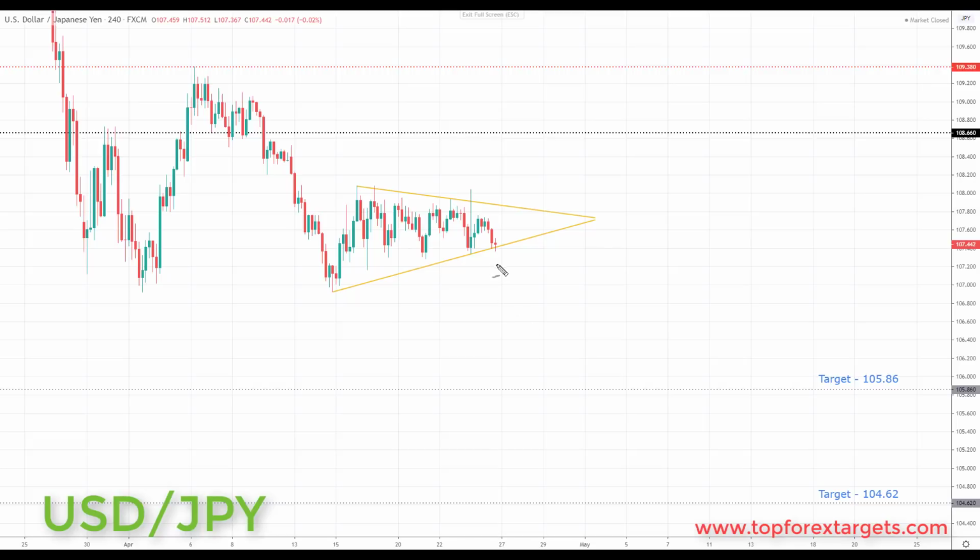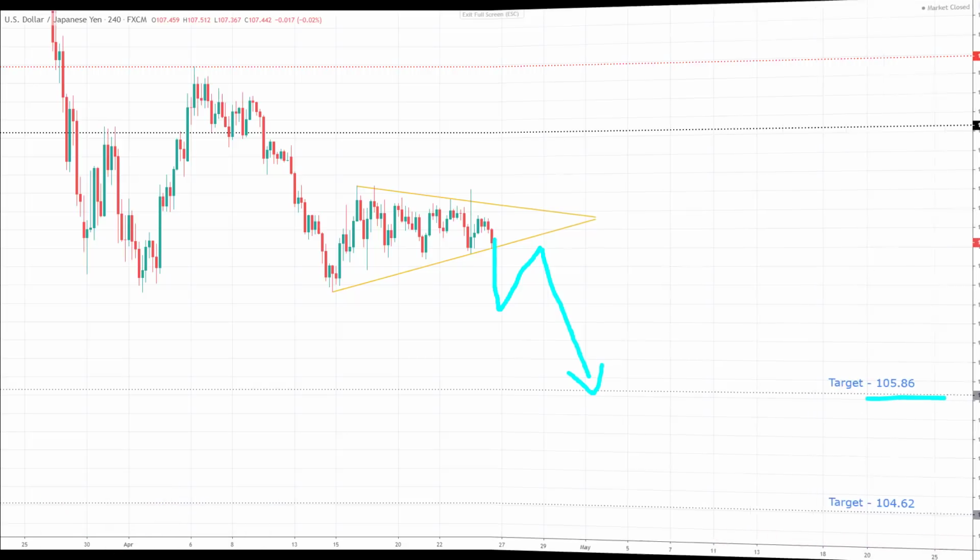What we'd like to see going into next week is a break out of here, a nice break to the downside, not just a wick like we saw last week. That would give us the opportunity to start looking for bearish setups in this market. If we get that setup, we're going to be looking at initiating shorts down towards the next key of support to the downside, with the target set at 105.86.